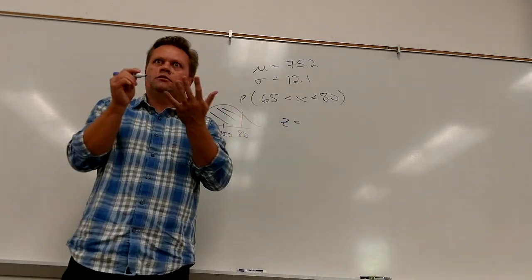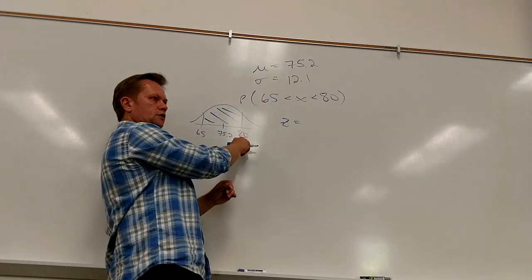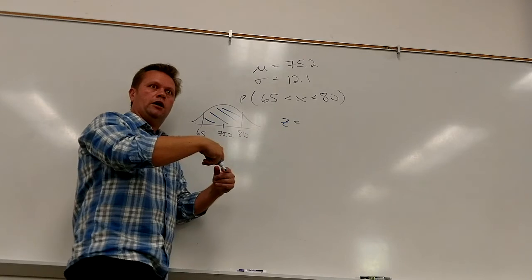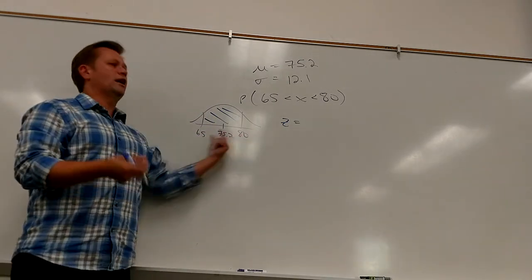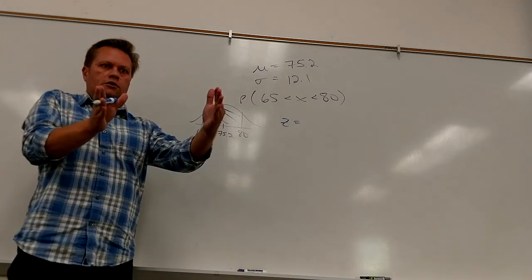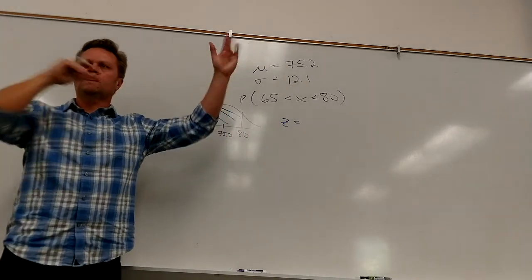So I have to make both of these into z-scores, look up their areas, and then subtract those. That's what makes physical sense. You never subtract two z-scores, because then you're totally somewhere else. Then you're talking about a totally different grade.